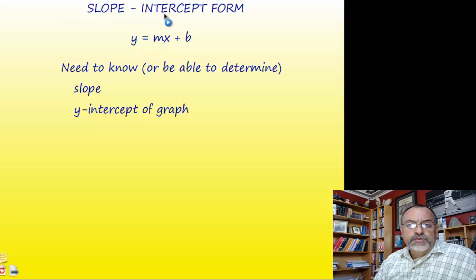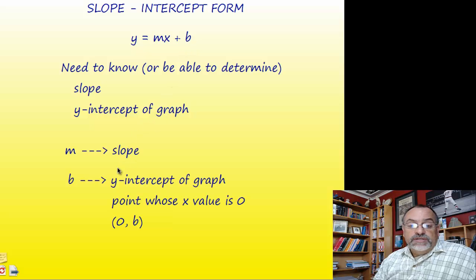In order to use slope-intercept form, we must know, or at least be able to determine, what the slope is. And again, we have the lowercase m, which represents slope, and then we need to know what the y-intercept of the graph is, and that's going to go in for b. m is the slope, b is the y-intercept of the graph.